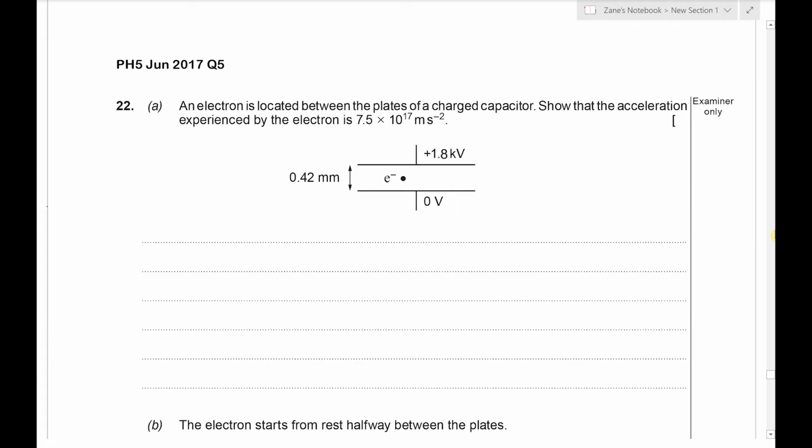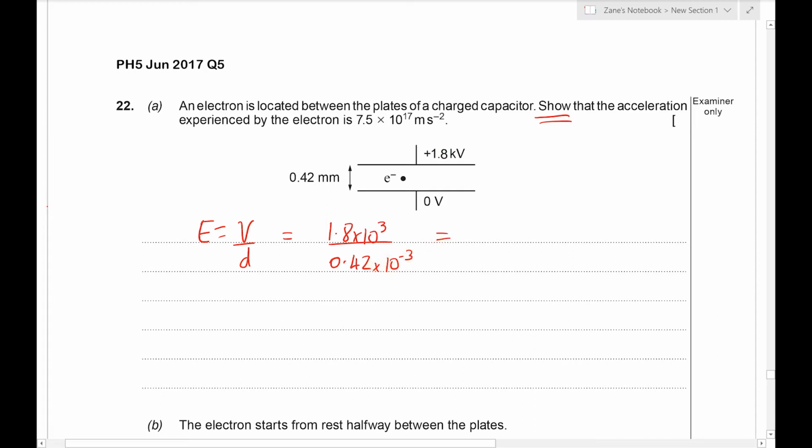You can do this in one go if you want, but let's show all the different steps so that we can get to the right answer, especially because it's a show type question, so you've got to make your workings clear. So the first thing we can do is calculate a value for the electric field strength E between the plates using the relationship E is V over D. So V is 1.8 kilovolts, don't forget to convert the units. D is 0.42 millimeters, again don't forget to convert the units.